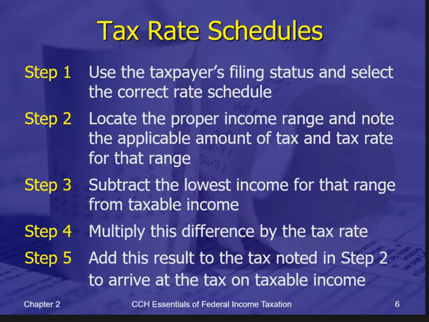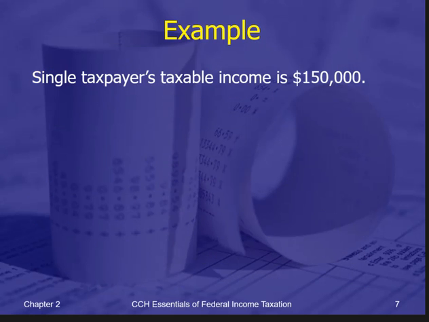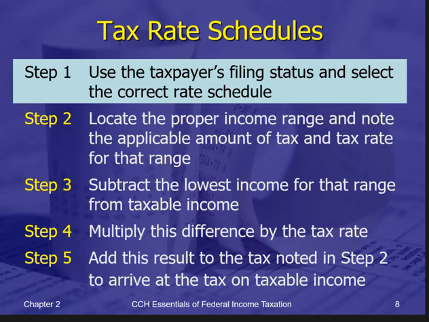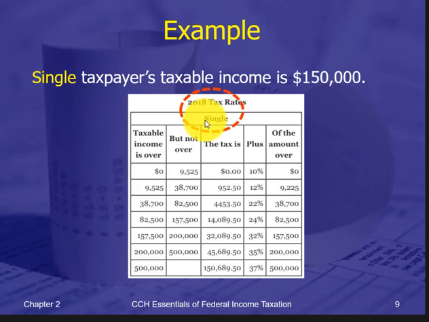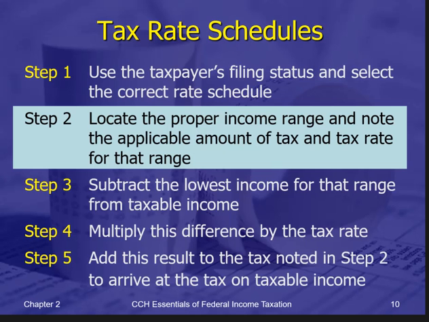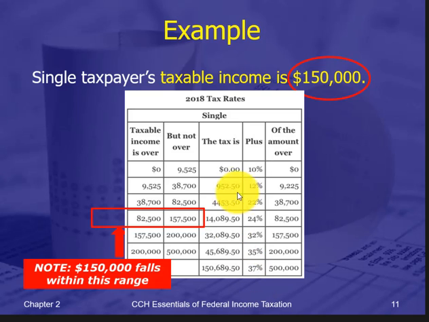So there's your steps using the tax rate schedule. We're going to go through an example here: $150,000. We have to take the single schedule, and these tax rate schedules are at the very beginning of your textbook. So single, make sure we're using the right table first. That's usually the biggest mistake. Students will use the wrong tax table. Then we look at the proper income range. We're talking about $150,000 taxable income, so we're in this tax bracket. It falls within that range. Okay.